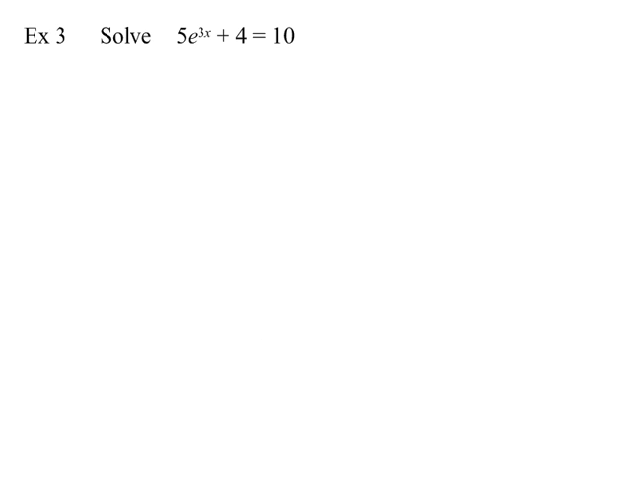Solve 5 times e to the 3x power plus 4 equals 10. Now, similar to the last example, you want this quantity to the power by itself. So let's subtract 4 from both sides. And then let's divide both sides by 5. Let's get rid of that 5 as well. So we have e to the 3x power equals 6 over 5, which is the same as 1 and 2/10.